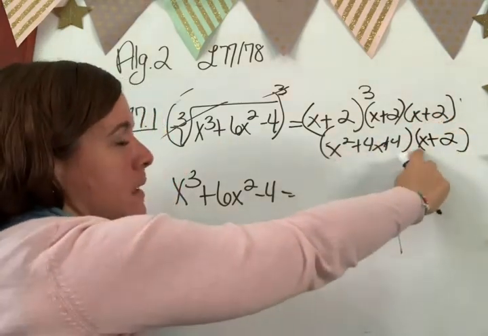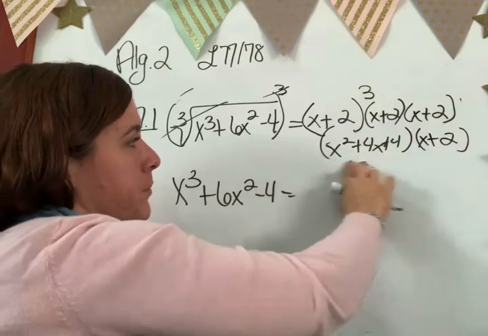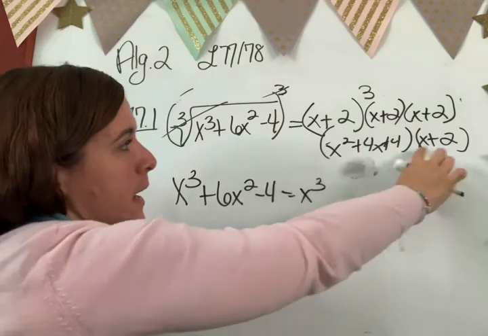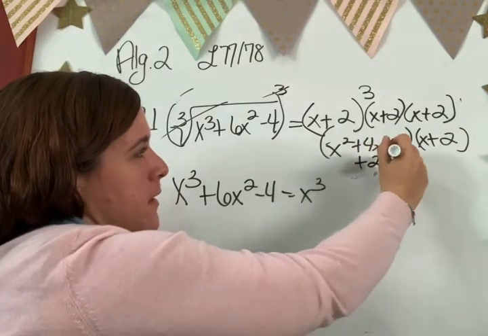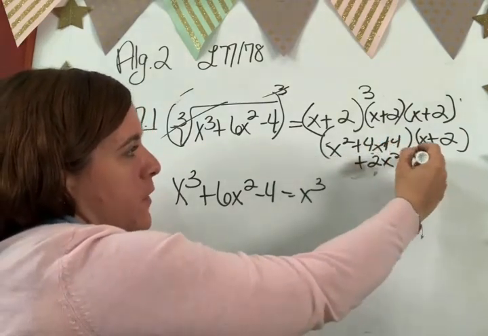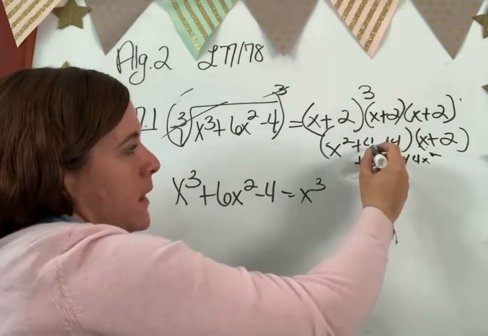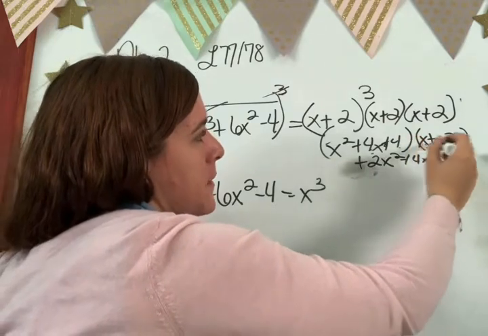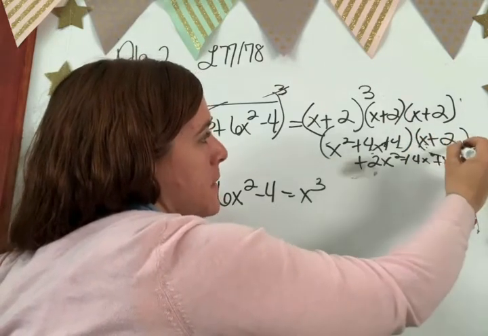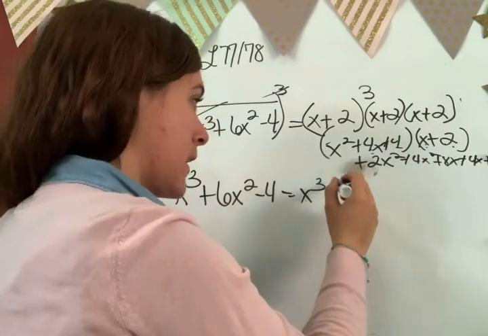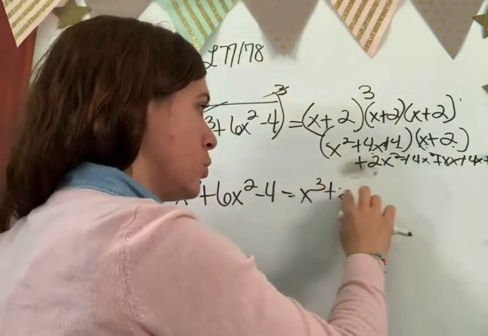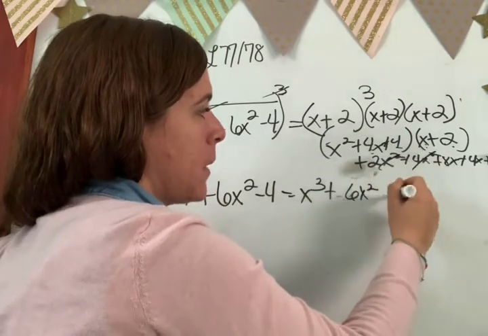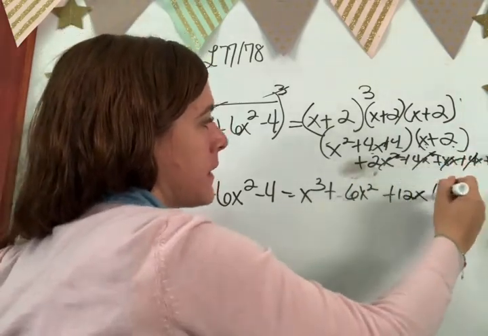Then x squared times x is x to the third. X squared times 2x is plus 2x squared. This times this is plus 4x squared. This times this is plus 8x. This times this is plus 4x. This times this is plus 8. So down here you'll have plus 6x squared plus 12x plus 8, right?